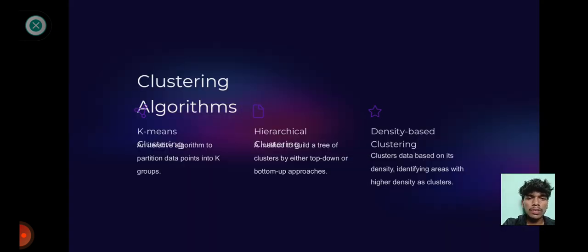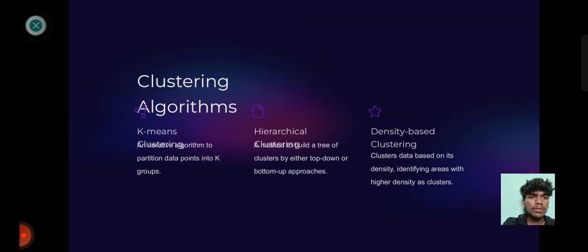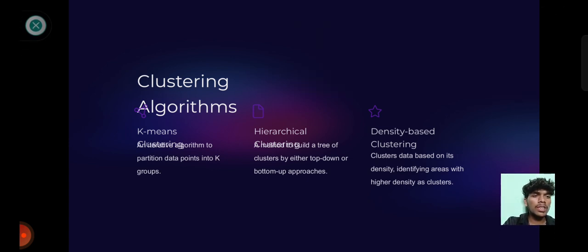Clustering algorithms: K-means, hierarchical, and density-based clustering. K-means algorithm partitions data points into k groups. Hierarchical clustering builds a tree of clusters by either top-down or bottom-up approaches. Density-based clustering clusters data based on its density, identifying areas with higher density as clusters.